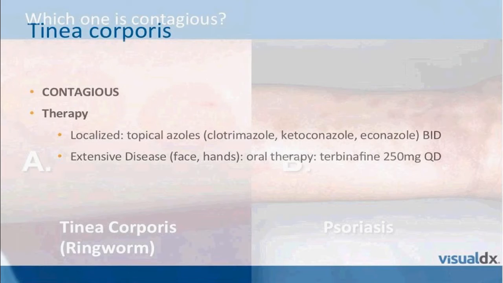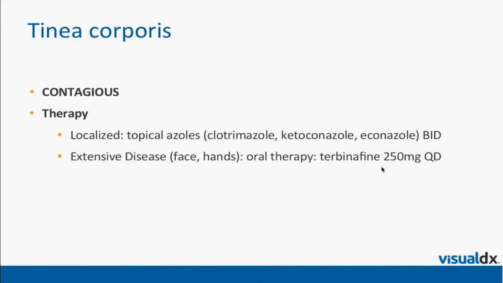So just to recap, tinea corporis is contagious. It's kind of in the mild to moderate contagious category. So you acquire it by wrestling or rubbing up against someone who has it or pets that have it. The therapy is quite simple. If it's a localized process, you can use topical azoles such as clotrimazole, ketoconazole, econazole. And for extensive disease, often you need to use oral antifungals such as terbinafine daily, especially if it involves the hands or the face.